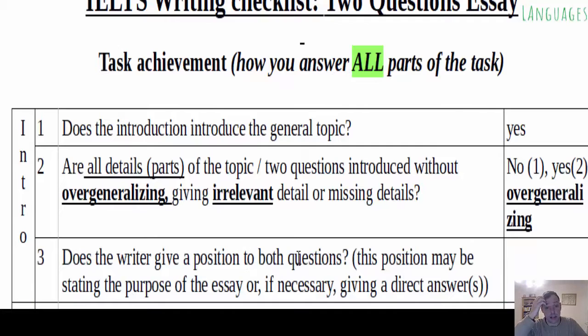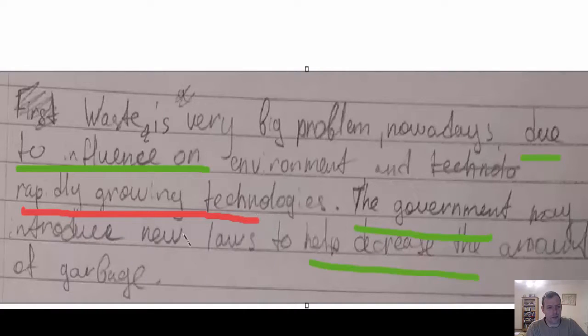Okay, so in the 2 questions essay, it might ask for your opinion, and if it asks for your opinion, you have to give your opinion. In this case, it doesn't ask for your opinion. Does it state the purpose of the essay? This is more what they're looking for.